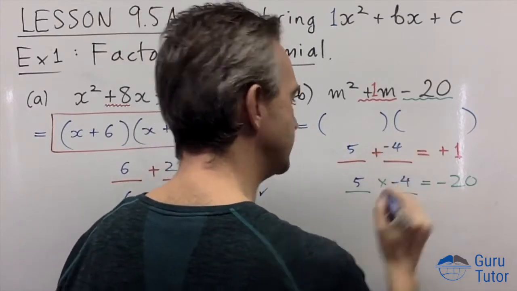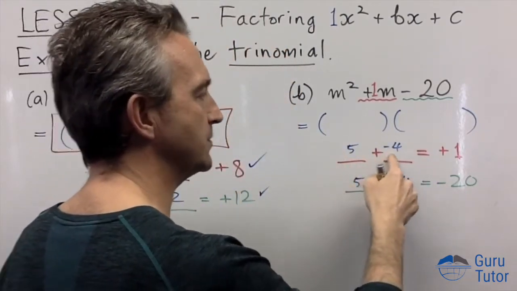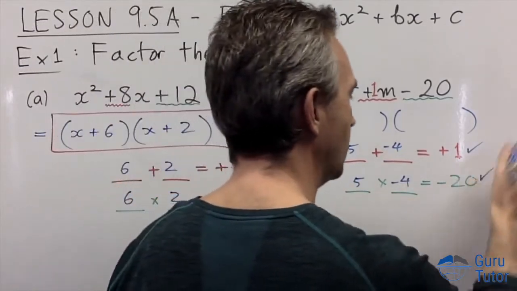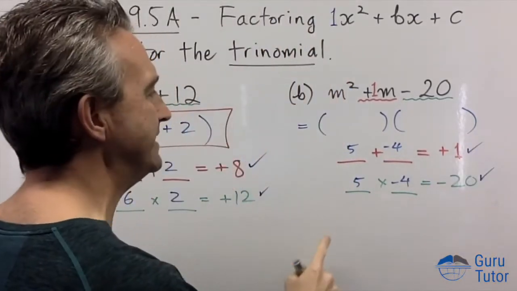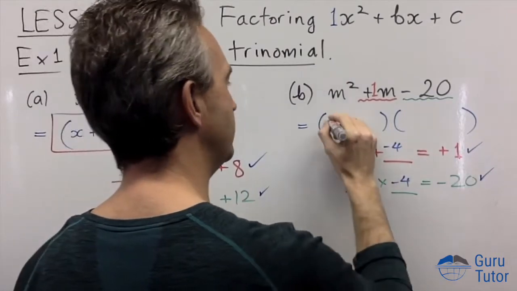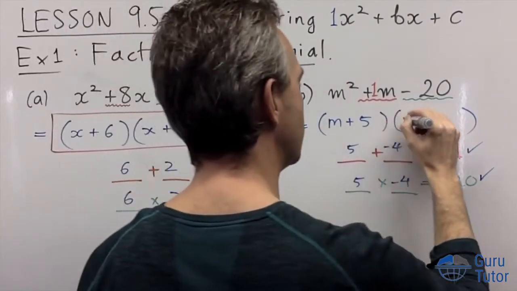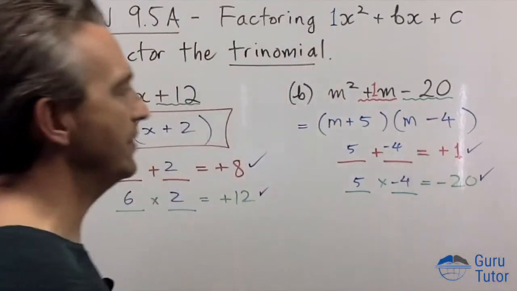Maybe the minus here. Let's try that. 5 plus minus 4 equals plus 1. Yes. 5 times minus 4 equals minus 20. We got it. Okay, so this one is m plus 5 times m minus 4. That is the answer.